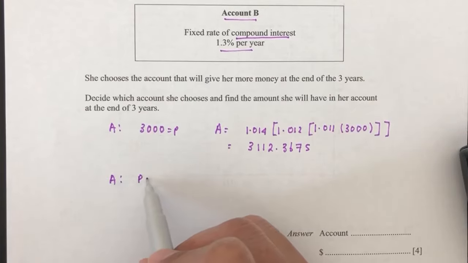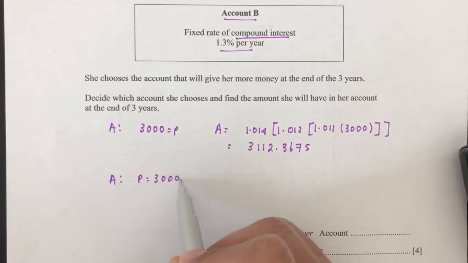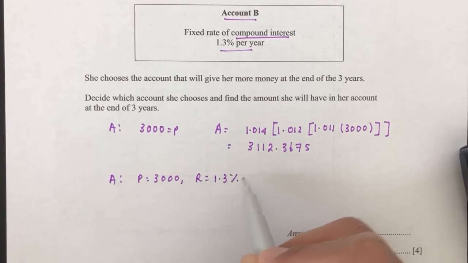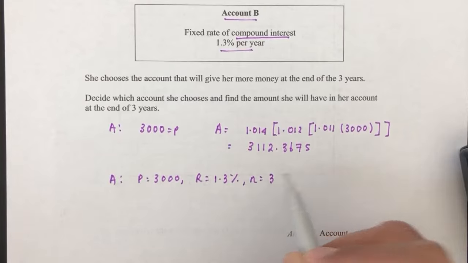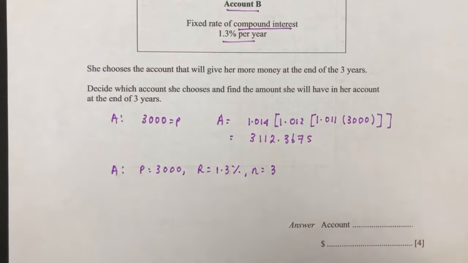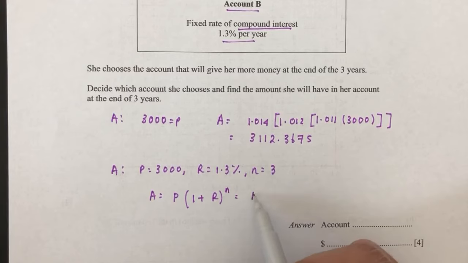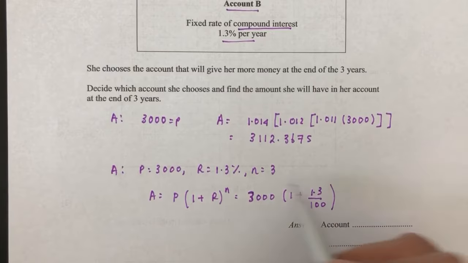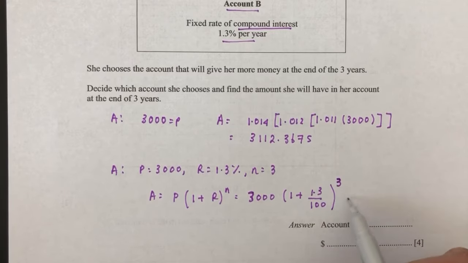So we have P as 3,000. We have rate at 1.3% per year. We have years as 3. So we have to find the amount after 3 years. We use the formula, which is P (1 plus R) power n. So P will be 3,000. 1 plus R is 1.3%. Power, and it is 3.